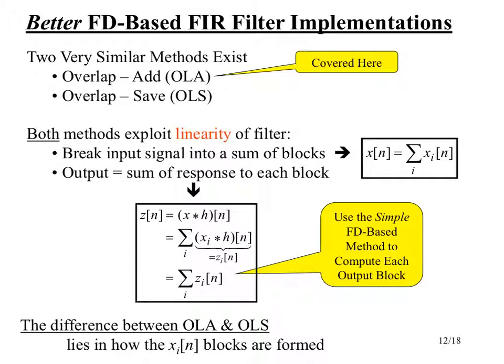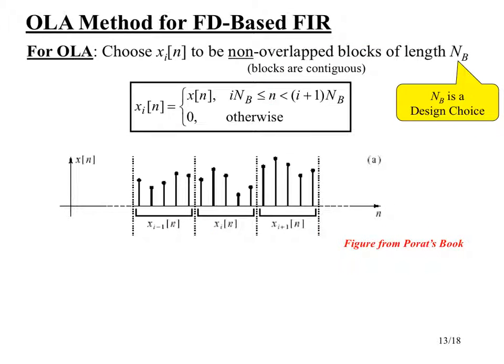So, however I end up creating these little individual blocks, I can convolve each x_i with h to get some output z_i of n, and since the input is a sum of the x_i's, the total output is just a sum of the z_i's. So that's the basic idea. And for overlap add, we pick these blocks in a very simple way. They are non-overlapped, but the blocks are contiguous, meaning there's no gaps between the blocks. And so this is just a fancy equation here. Our block length will be NB.